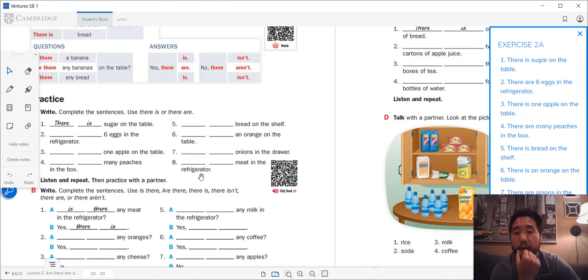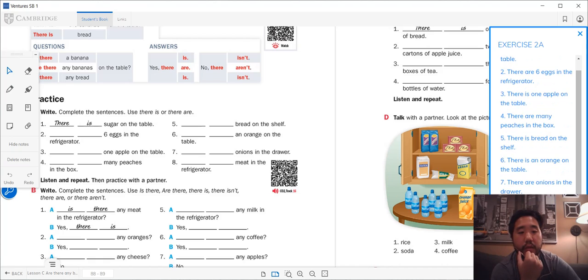And finally, number 8, blank blank meat in the refrigerator. Meat is a noun that cannot be counted. So we have to say there is meat in the refrigerator. Right here. Okay, that wasn't that bad, right? So we'll go to the next one.